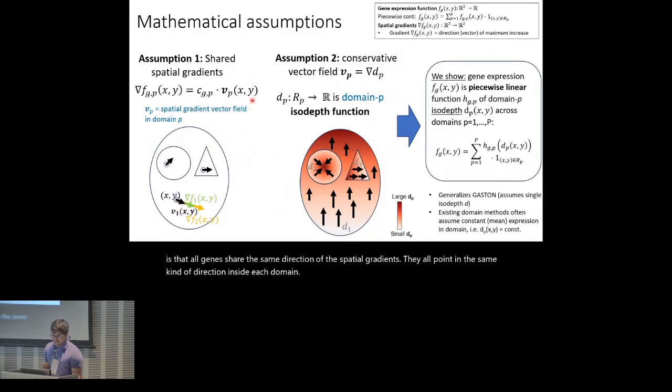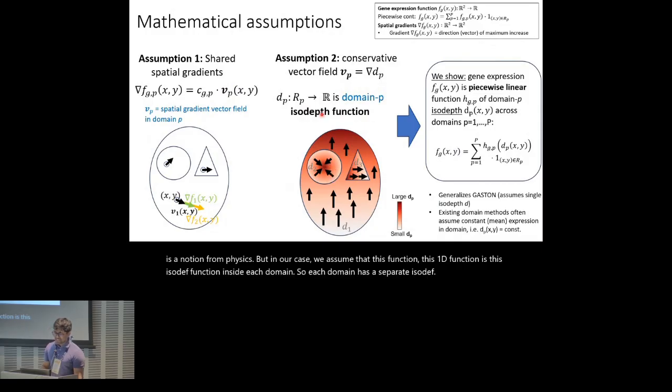And then there's this vector field, V sub p, that's shared by all gene gradients. Notice that each gene can still have different magnitudes of their gradient, and they could also point in a different sign, but the direction is the same. The second assumption that we make is that this vector field is what's called a conservative vector field, meaning that it's the gradient of a scalar function. This is a notion from physics, but in our case, we assume that this 1D function is this isodepth function inside each domain. So each domain has a separate isodepth.